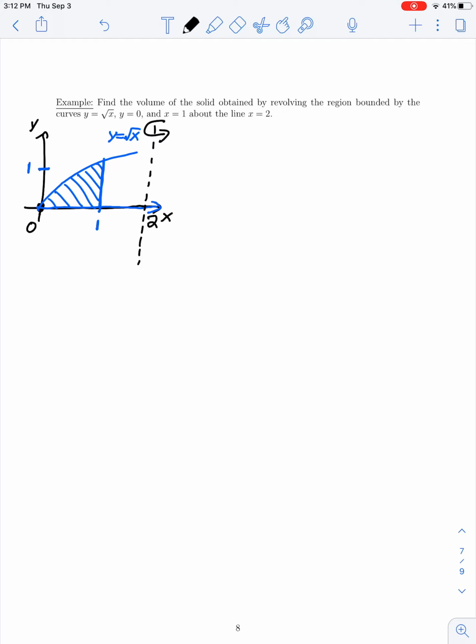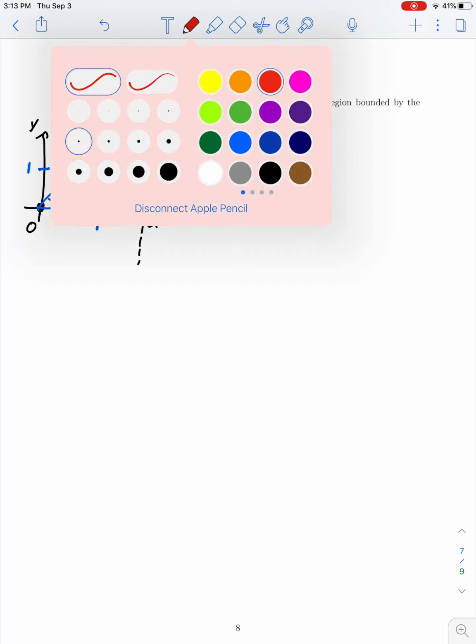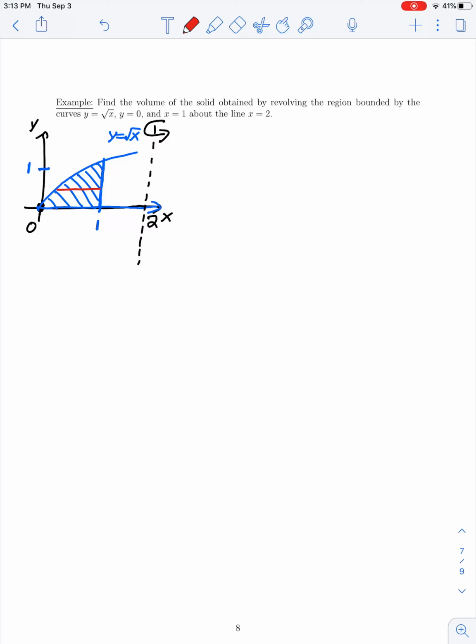Now, in order to make use of disks or washers, if I revolve some region about a vertical line, if I want my cross-section to have a disk or a washer shape, I need to slice up my region into little slices that are perpendicular to my axis of revolution. So here, I'm going to take a horizontal slice through this region at a value y between 0 and 1. And the thickness of this slice I'm going to call dy, a differential of y.